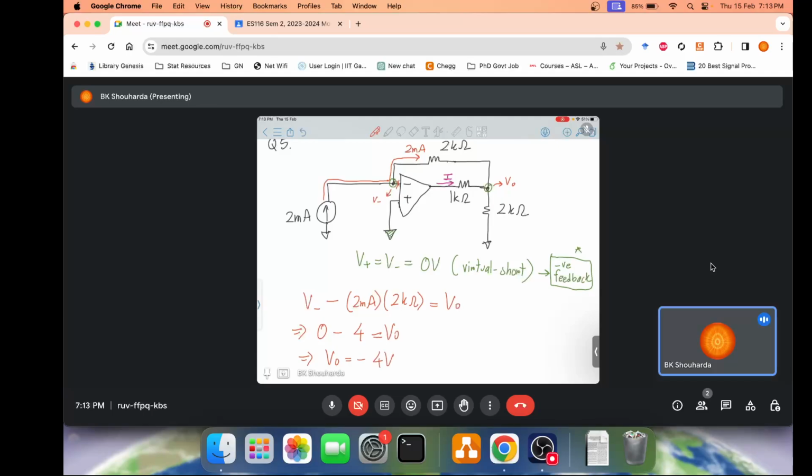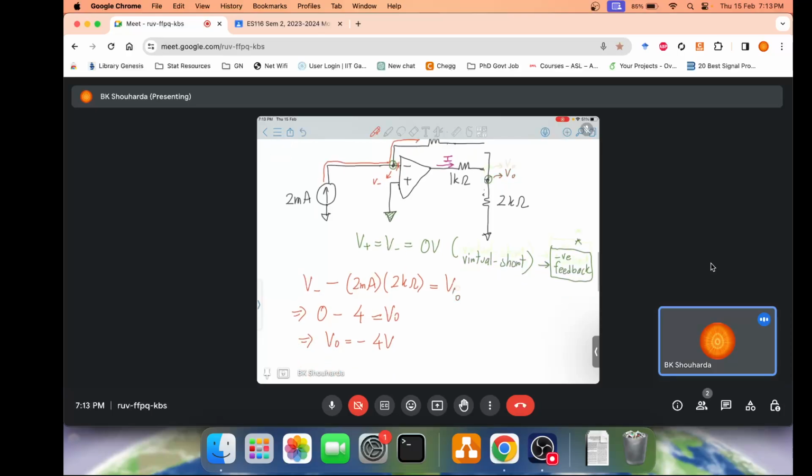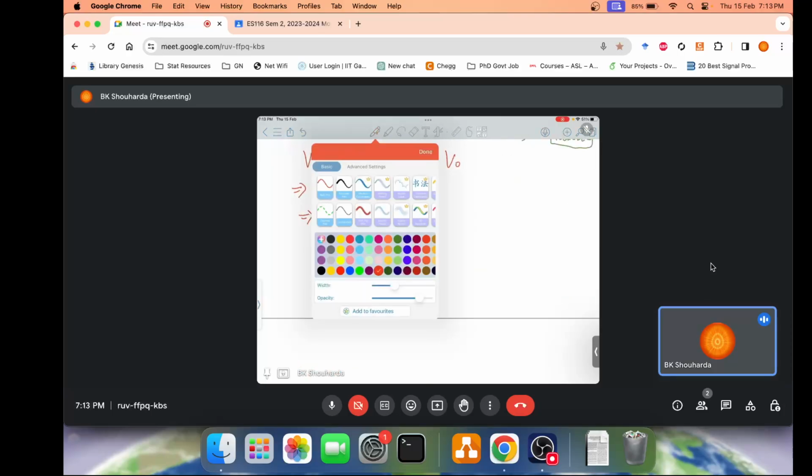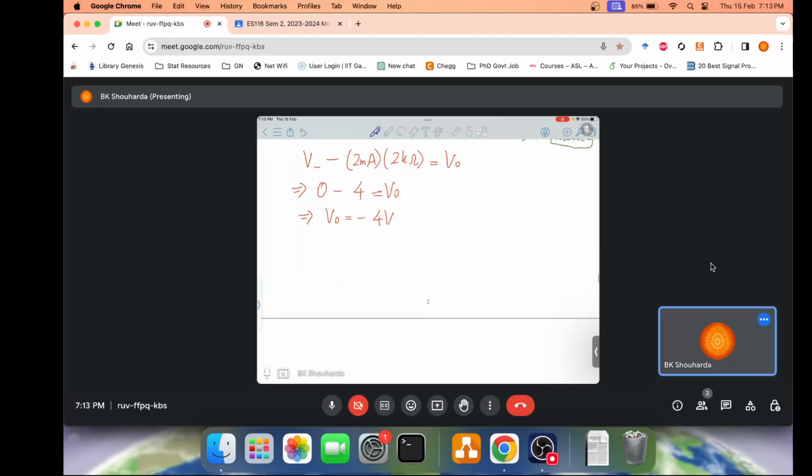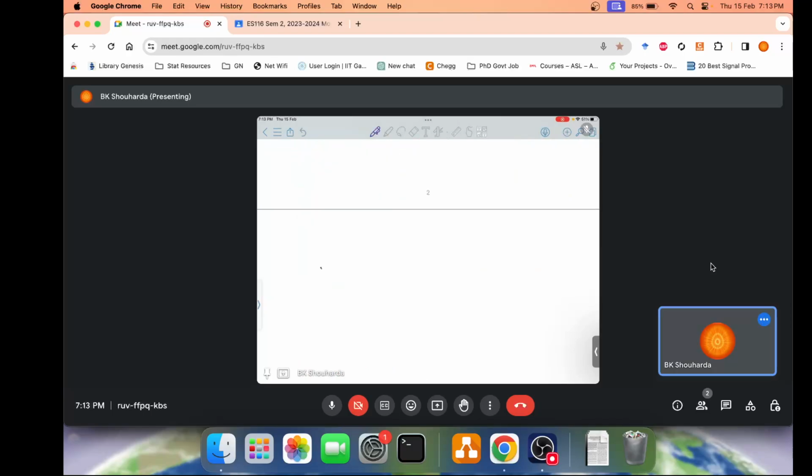Now we analyze these special sections carefully. I shall draw this portion once again for your convenience. You have the op amp in this picture. You have the 1 kilo ohm resistor, and now what is the potential at the output? It's minus 4 volt, and over here you have a 2 kilo ohm resistor and the ground.